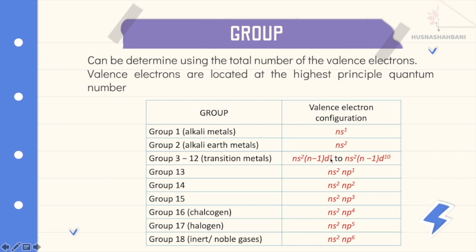s2 plus d1, it's group 3. s2 plus p1, it's group 13. That's the difference there. Here, group 14 is s2 and p2, group 15 is s2 and p3, group 16 is s2 and p4, group 17 is s2 and p5, group 18 is s2 and p6. So if you total 2 plus 1, 3, it's group 13, 2 plus 2, 4, group 14, 2 plus 3, 5, group 15, 2 plus 4, 6, group 16, 2 plus 5, 7, group 17, 2 plus 6, 8, group 18.